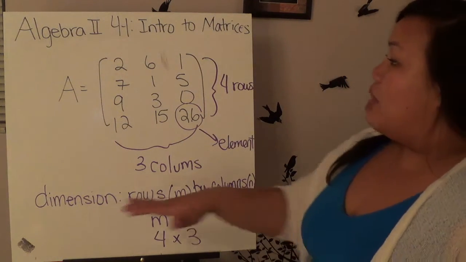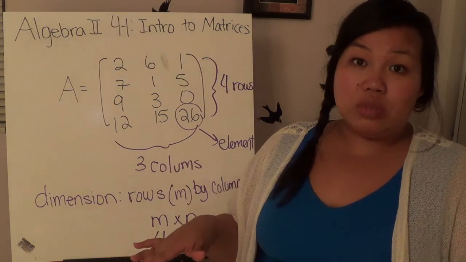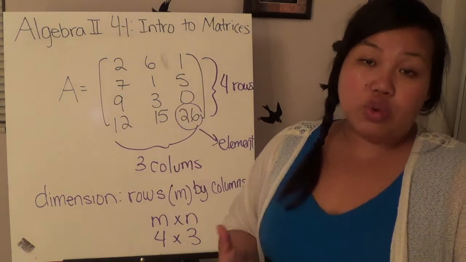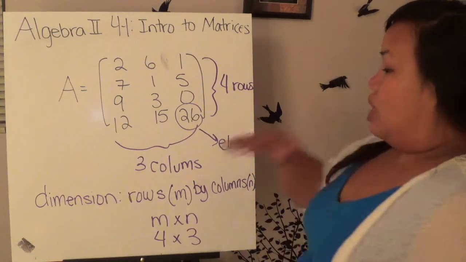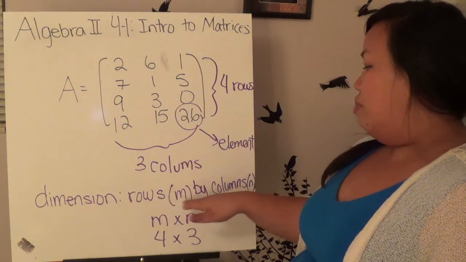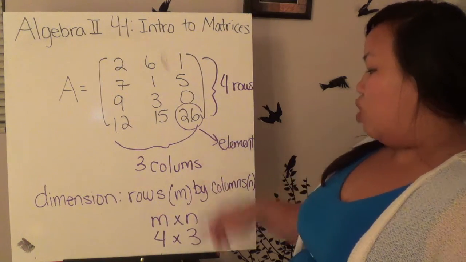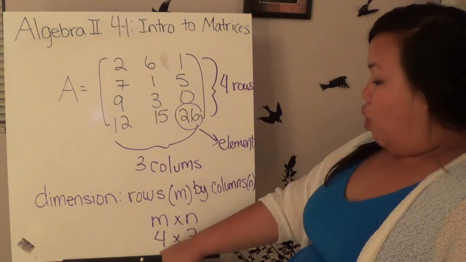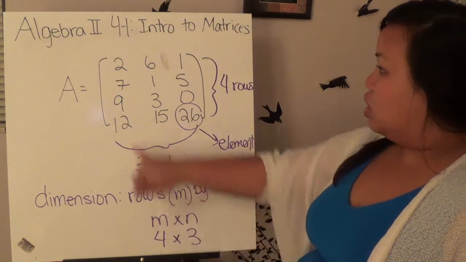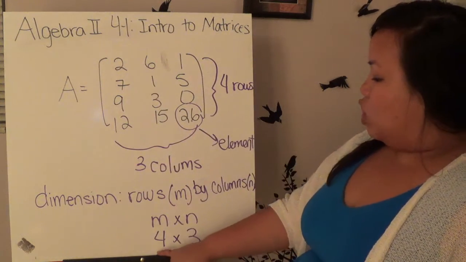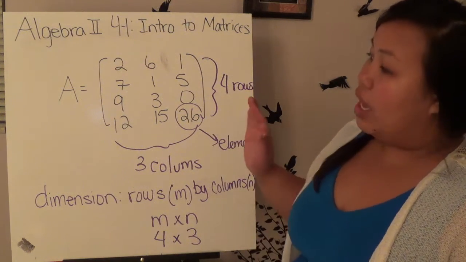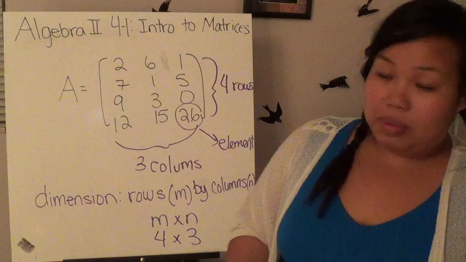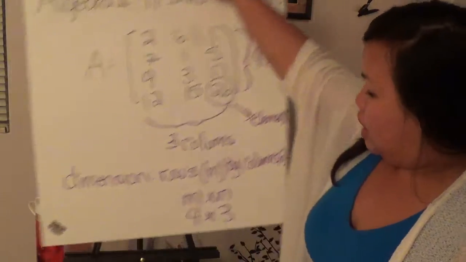Okay? It's very important to know how to label the dimension, because it plays a part on whether you can do what it's asking you or you end up with no solution. The dimension is labeled by rows m by columns n, so m by n. So basically it's rows by columns. I have 4 rows by 3 columns, so this is a matrix with the dimension 4 by 3. So go ahead and write this down, and don't forget to pause it and do the vocabulary. And we're going to go into our example. I think there's only one.